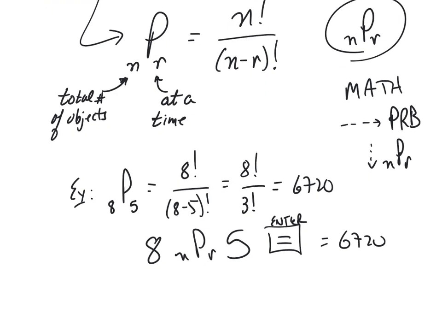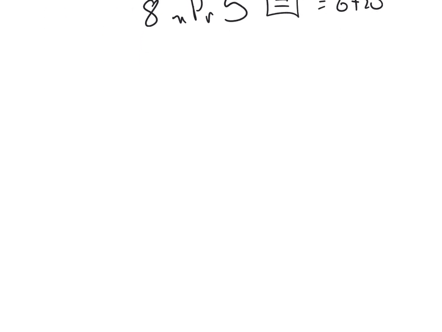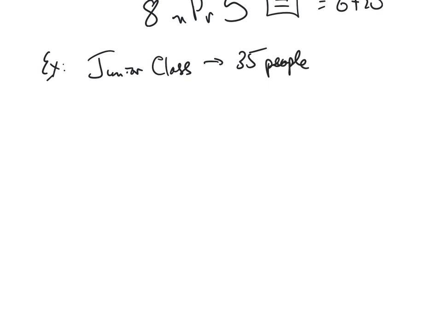Okay, but now just an application or two for a permutation. As an example, what if we take the junior class, and I wish you guys were here so you could tell me how many people are in your class, but let's just make up a number. Let's say there's 35 people in your class. I don't know if that's low or high, but let's just take 35.